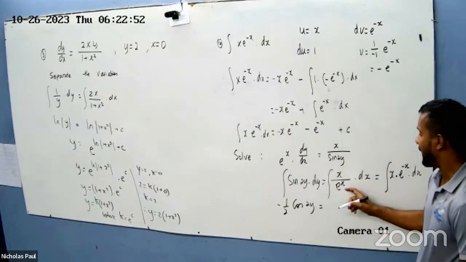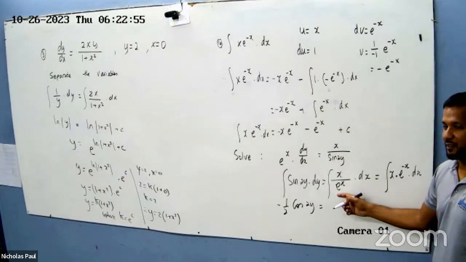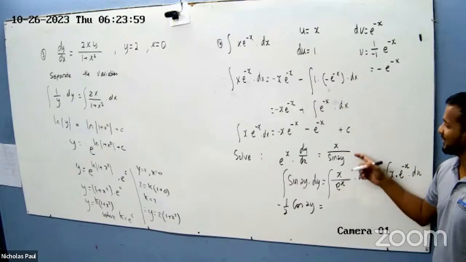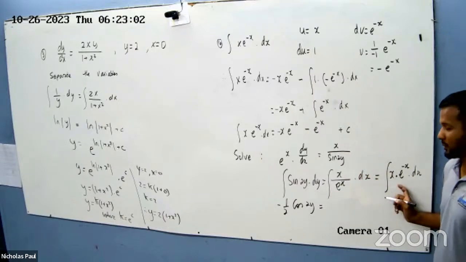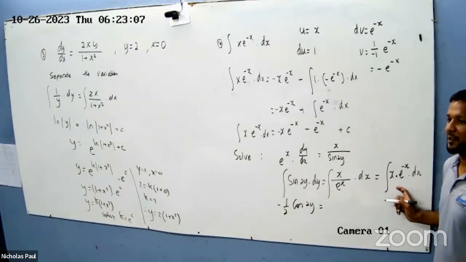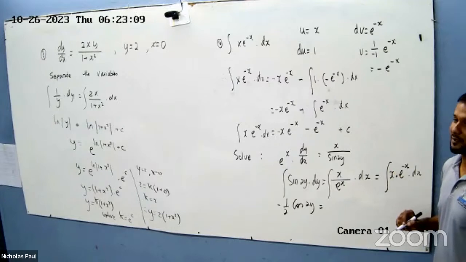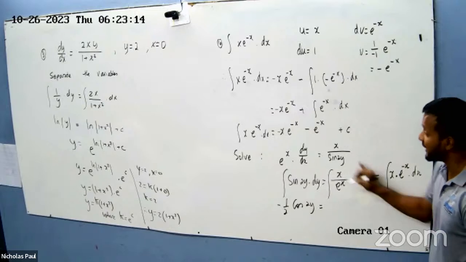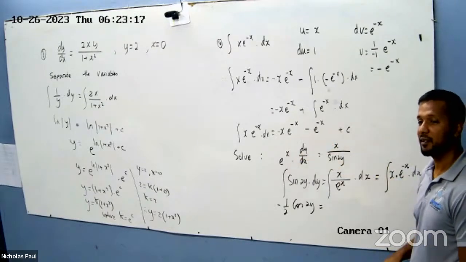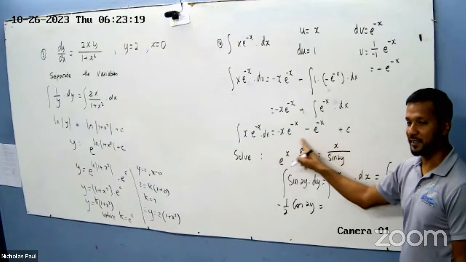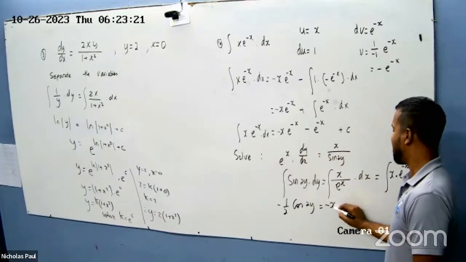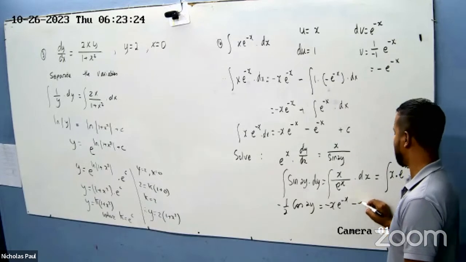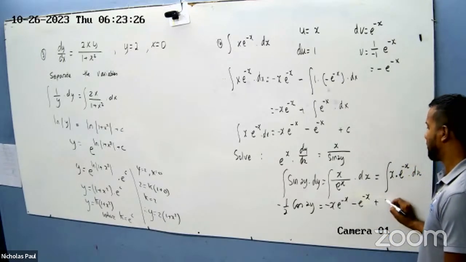And what's the integral of this here? Andy, you weren't listening, I just showed them here. So the integral of this is this here. So that's minus x e to the minus x minus e to the minus x plus c.